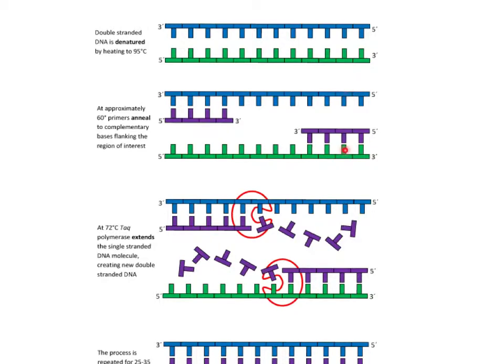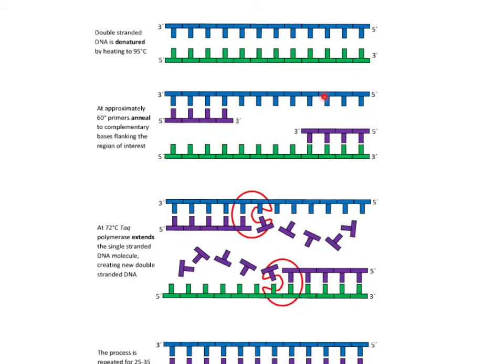Okay, then what we do is that we cool the mixture down at about 60 degrees centigrade. Okay, so the mixture is cooled. Sorry, in my notes I've got 55, so we'll go for 55 degrees centigrade. So it's cooled down to 55 degrees centigrade. And what happens at 55 degrees centigrade is that the primers, which we talked about, will bind to complementary sequences on each half of our DNA.